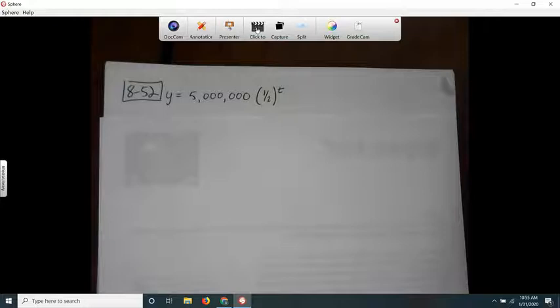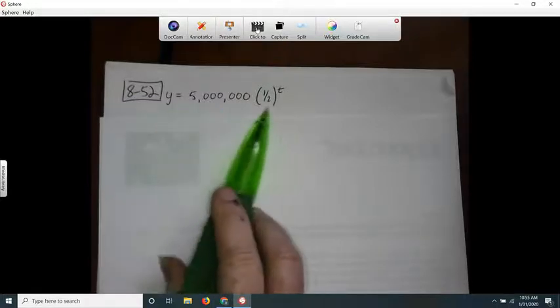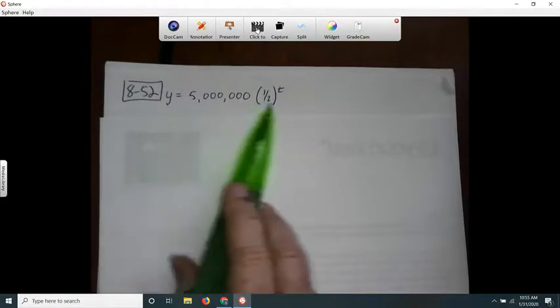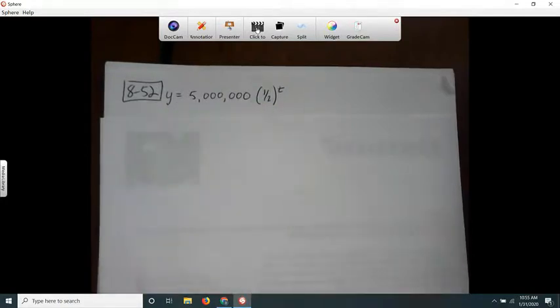In T minutes after the virus starts erasing information, 5 million times 1/2 raised to the T bytes of information will remain on the hard drive. So I just wrote that down. That is the function that describes the exponential decay of the information that's on the computer. So the question is, when will the hard drive be completely erased?